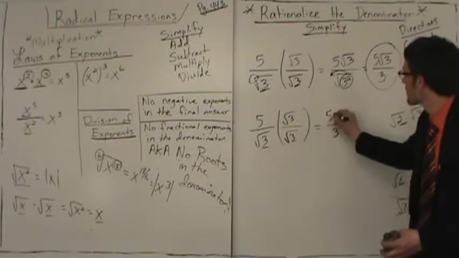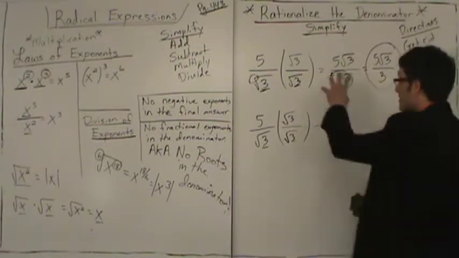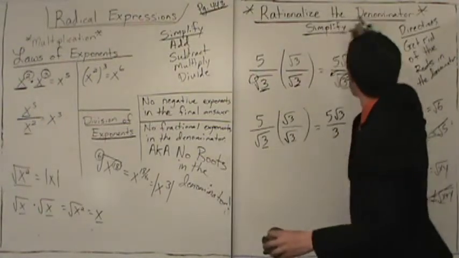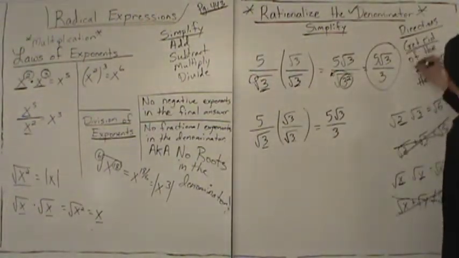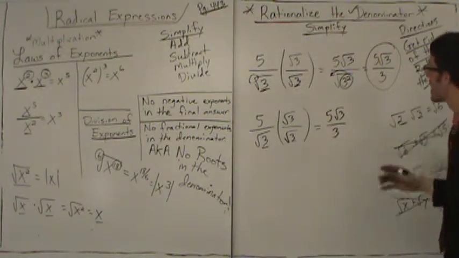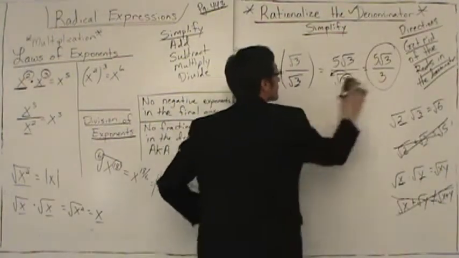5 times root 3 is 5 root 3, and I think this shows you the basic concept of how to rationalize the denominator. So what does rationalize the denominator mean? It means get rid of the roots in the denominator. Now, let me show you another example.